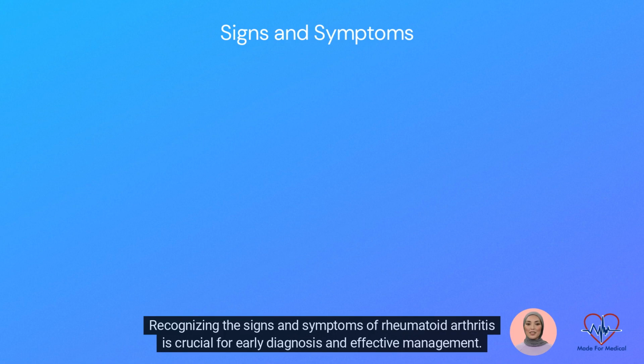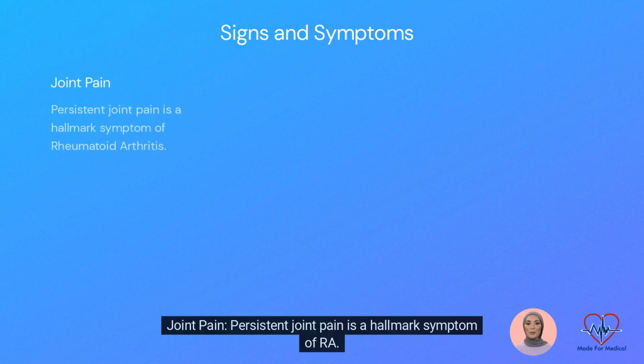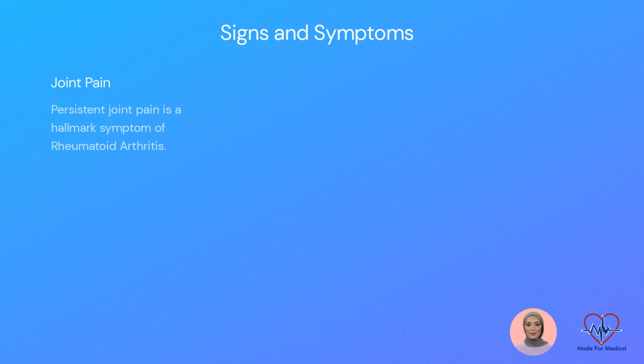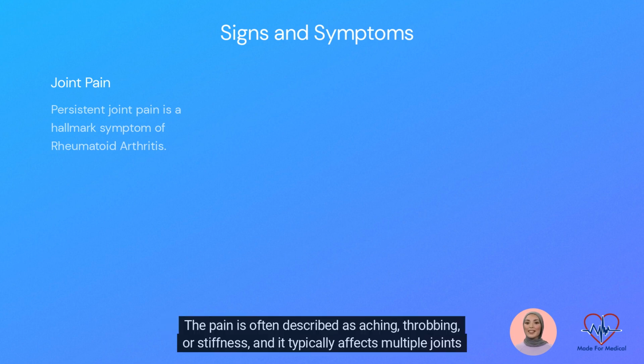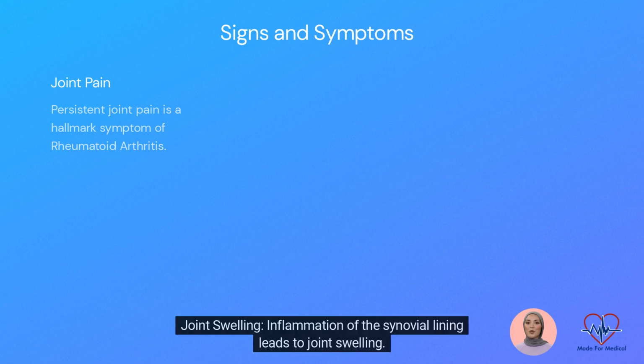Recognizing the signs and symptoms of rheumatoid arthritis is crucial for early diagnosis and effective management. Here are some common symptoms to watch out for. Joint pain. Persistent joint pain is a hallmark symptom of RA. The pain is often described as aching, throbbing, or stiffness, and it typically affects multiple joints symmetrically, e.g., both hands, both knees. Joint swelling. Inflammation of the synovial lining leads to joint swelling.